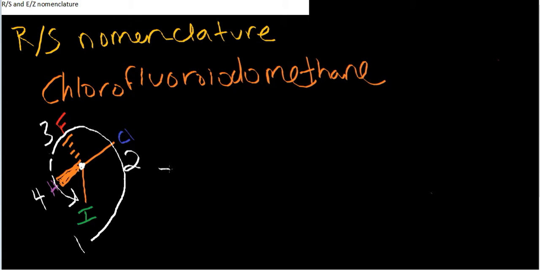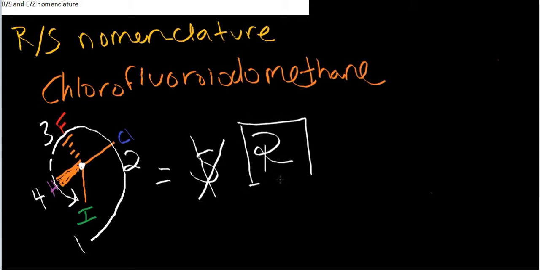So this is going counterclockwise, so this will be called S, but not really. Okay, so we notice that our lowest priority group, which is hydrogen, is coming out at us. And remember that we want our lowest priority group to be going back in the plane of the field. So because it is coming out at us, we can't name it S. Alright, we will call it R.